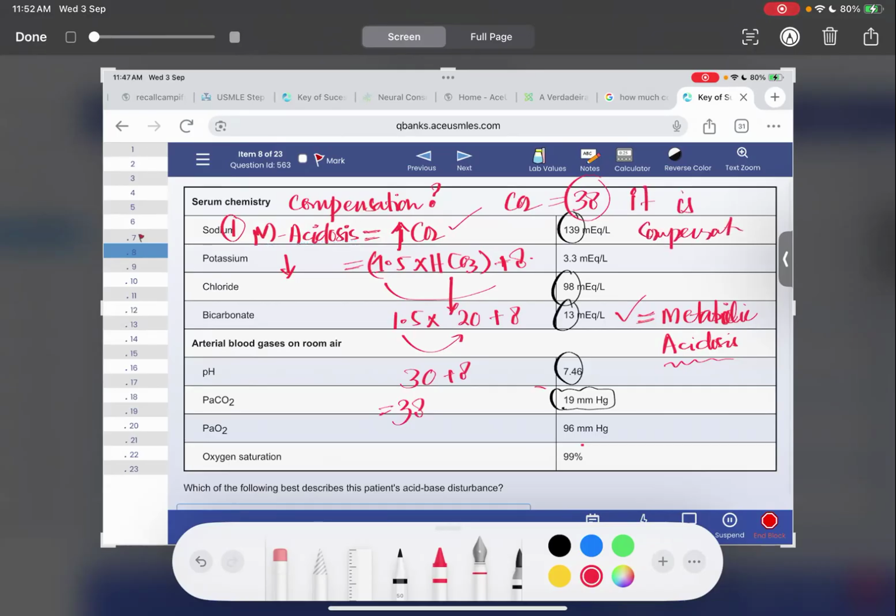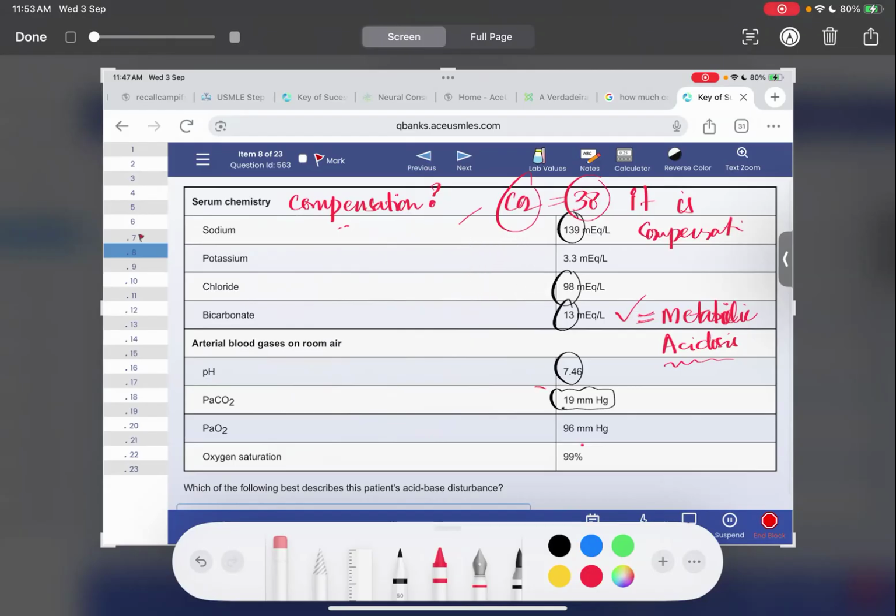But if the value is more than 38, in such case it will be a mixed type of acidosis and alkalosis, okay? You got this? The formula for metabolic acidosis compensation is difficult. You have to memorize it. The rest are easy, okay? We are going to discuss with our own stem so you will understand it better, okay?